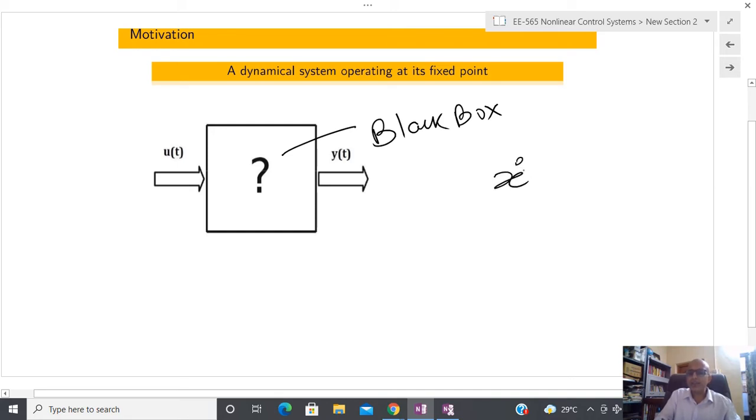Suppose I have some system x dot equal to f(x), and what is the name of this class of system? Silpi, could you please tell me what is the name of this class of system? Autonomous system. This is called an autonomous system. Okay, so I have an autonomous system.